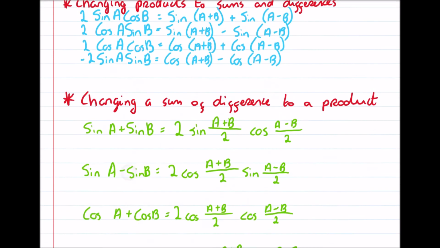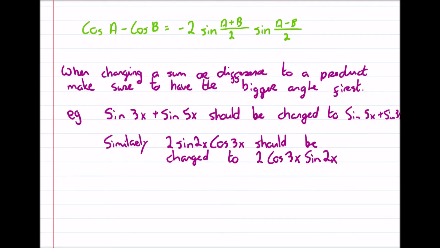So one thing to note, when we're changing a sum or a difference to a product, so when we're going from this type of thing to this type of thing, we make sure to have the bigger angle first. So for example, down here, if I have sine 3x plus sine 5x, well, sine 5x is bigger than 3x, so we're going to change that to sine 5x plus sine 3x. Likewise, if we have 2 sine 2x cos 3x, we can leave the 2, that's fine. However, we're going to change the cos 3x first and the sine 2x next.